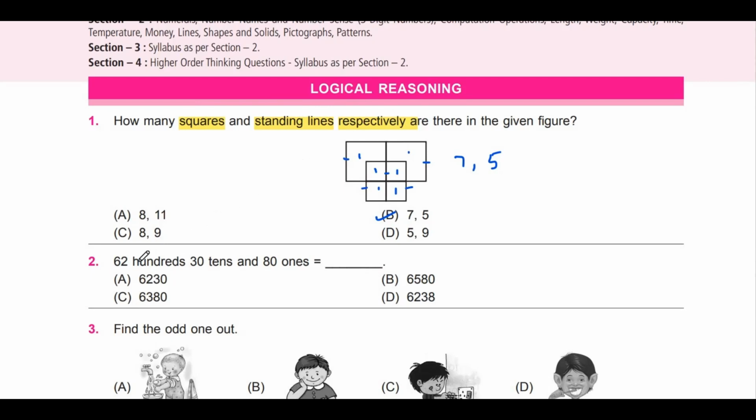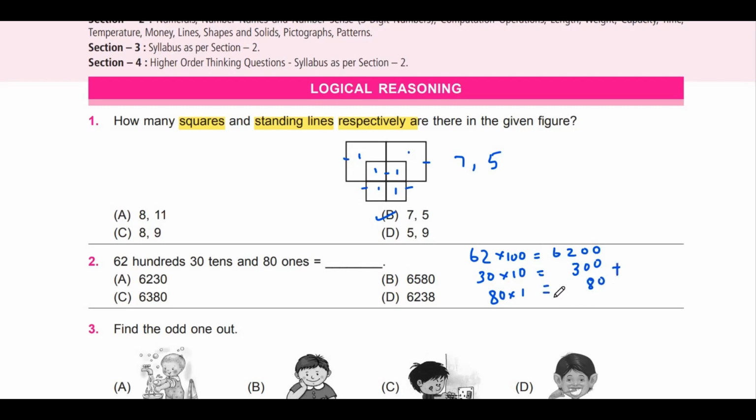Now let's see the second question. The second question is 62 hundreds, 30 tenths and 80 ones. So we have to write 62 hundreds. Either you can multiply it by 100 or you can directly write 6,200. 62 hundreds is nothing but 6,200. And 30 tenths means 30 times one tenth, which is 300. And then 80 ones. 80 ones is nothing but 80 times 1, which is 80.